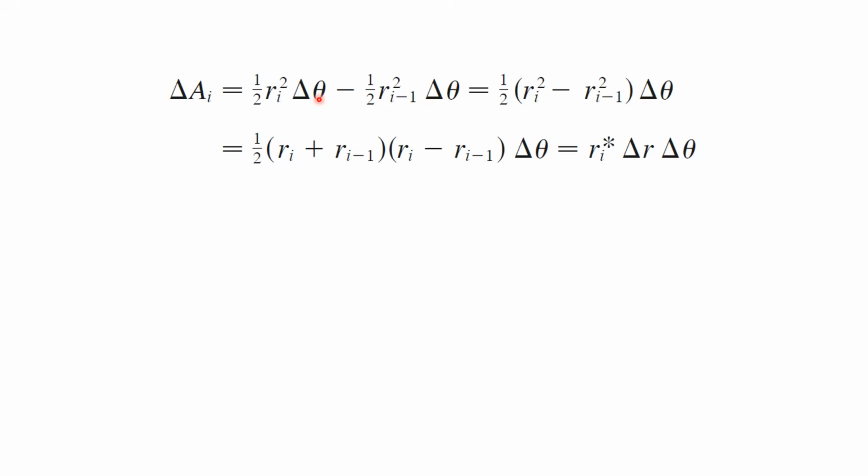So you have one half of r sub i squared minus r sub i minus 1 squared, change of theta, which is equal to, we have a difference of two squares, and then that would be our r sub i star times the change of our r times the change of the theta.